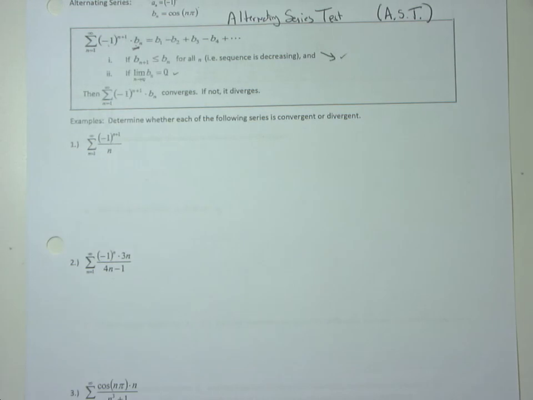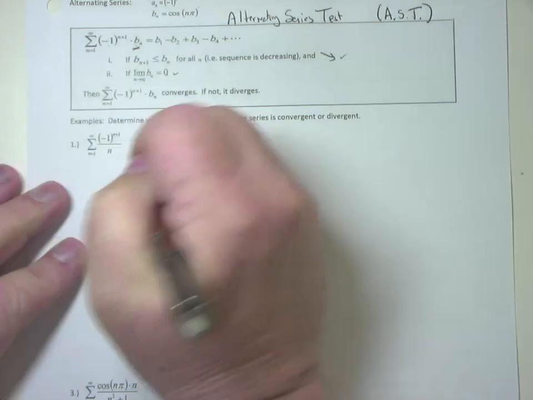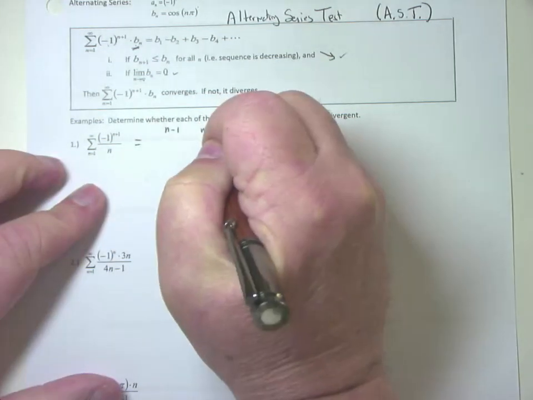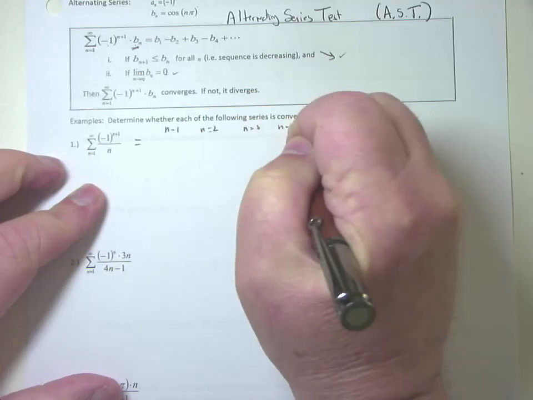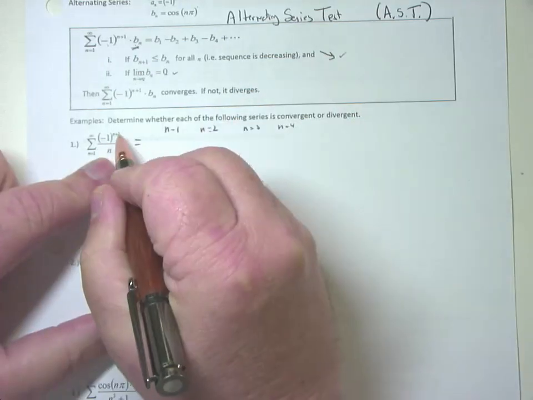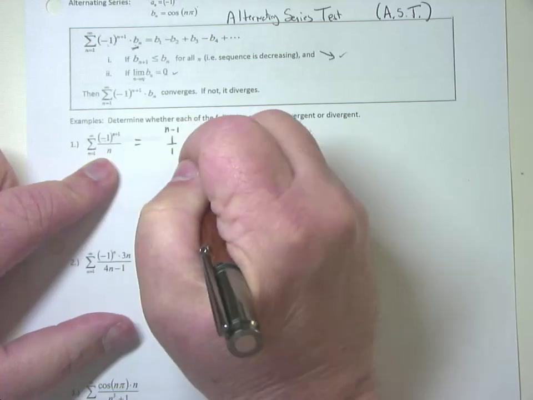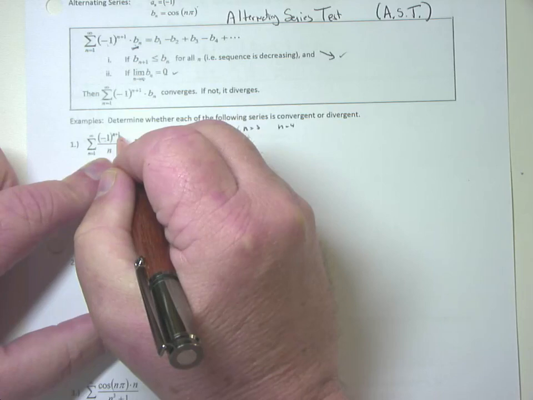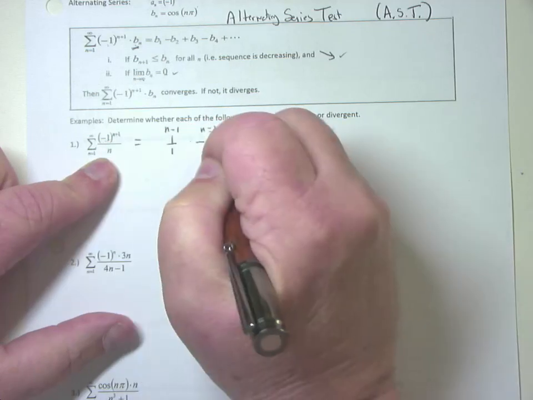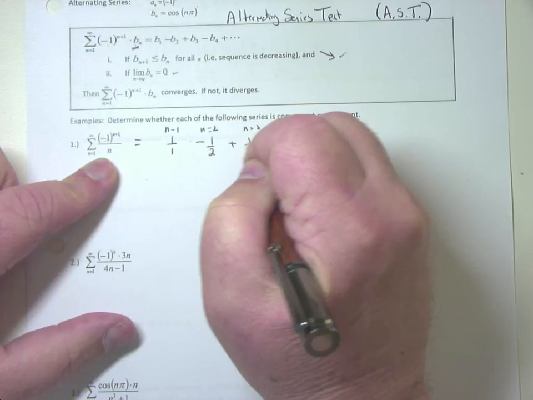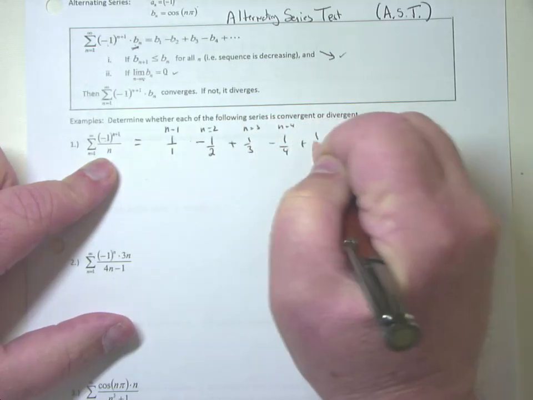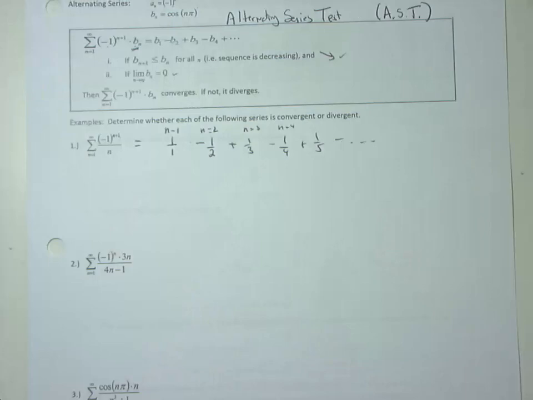I've got the sum as n goes from 1 to infinity of (-1)^(n+1) divided by n. It's not the harmonic series because it's alternating. I've got (-1)^(n+1). What this really is equal to, when you plug in n equals 1, n equals 2, n equals 3, n equals 4: 1 plus 1 is 2, (-1) squared is 1, over 1. Then you plug in 2. 2 plus 1 is 3, (-1) to the third is -1, minus 1 over 2. And then you get plus 1 over 3, minus 1 over 4, plus 1 over 5, minus and so on. It's an alternating series.